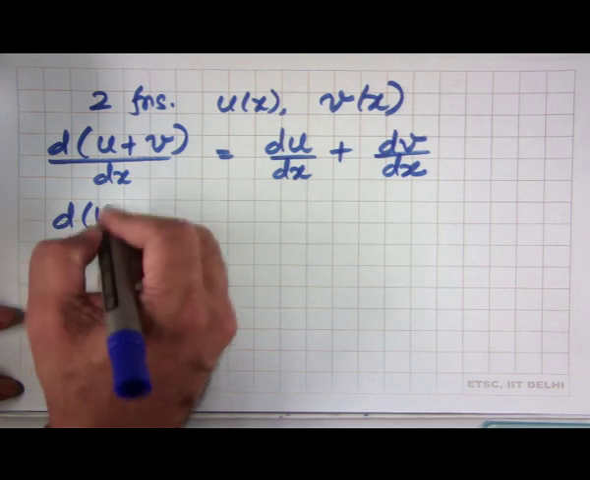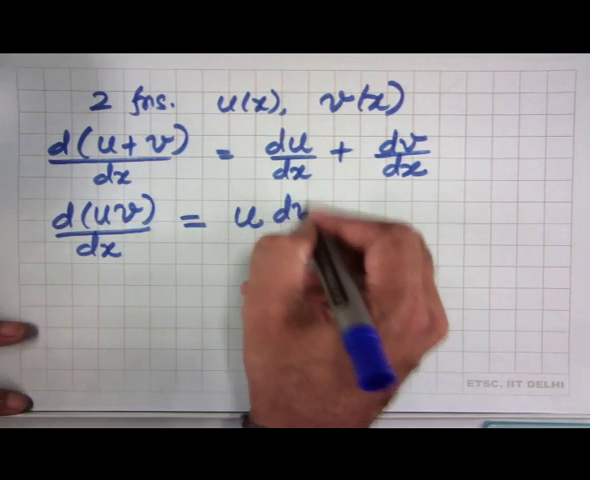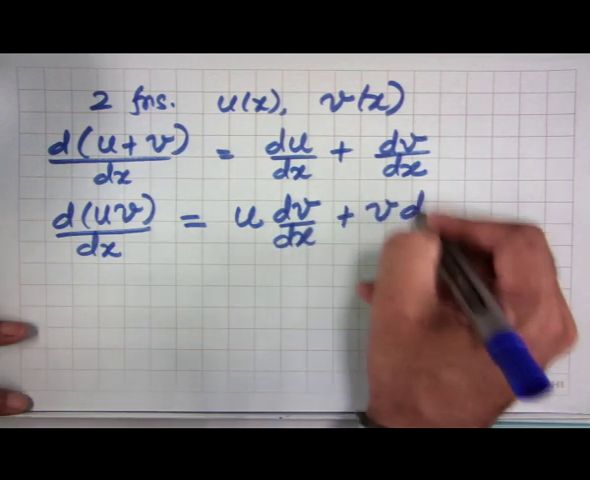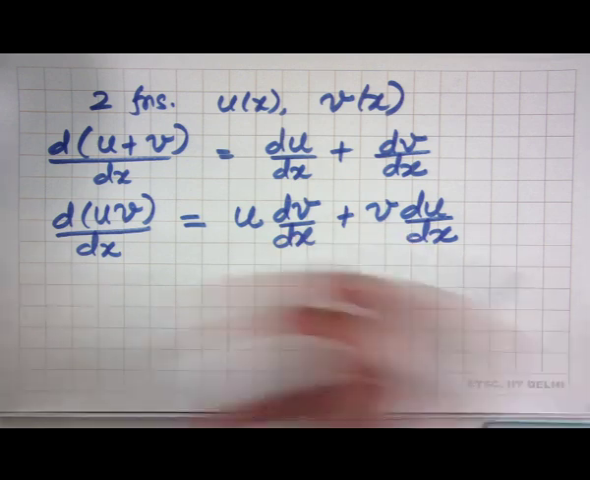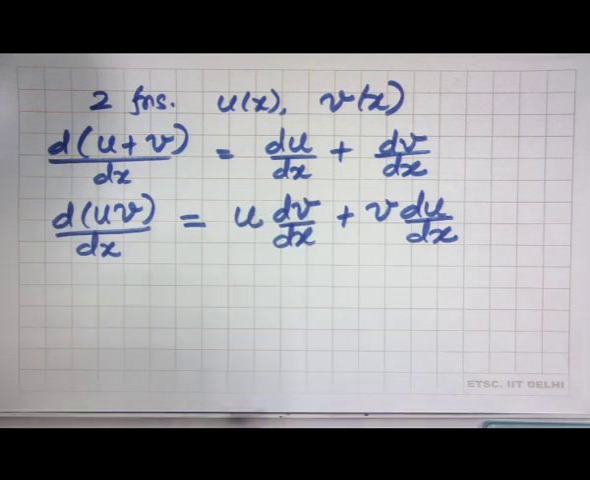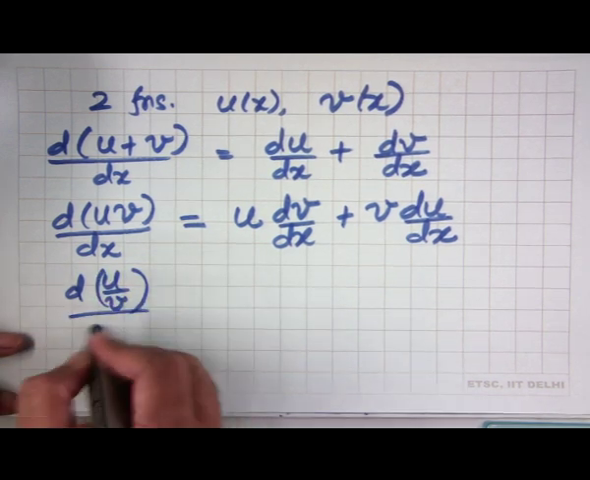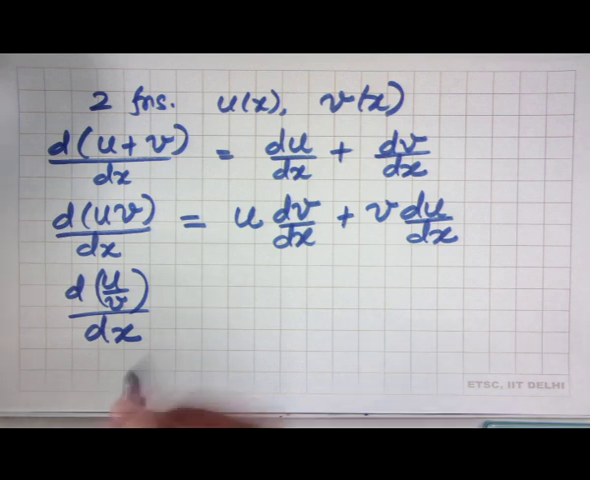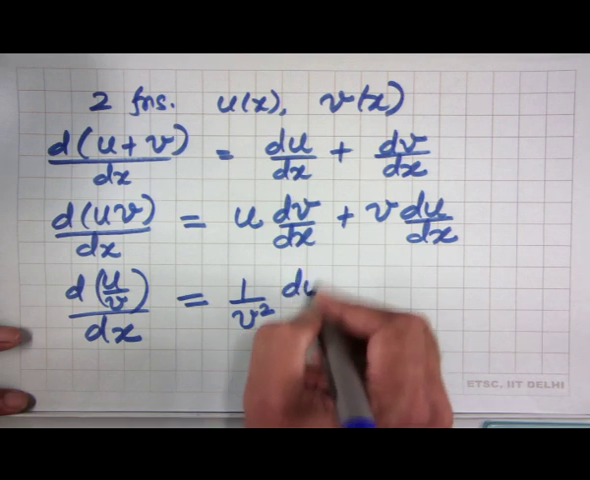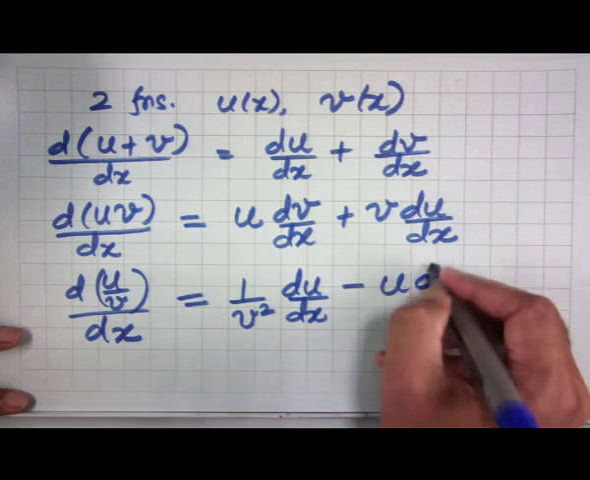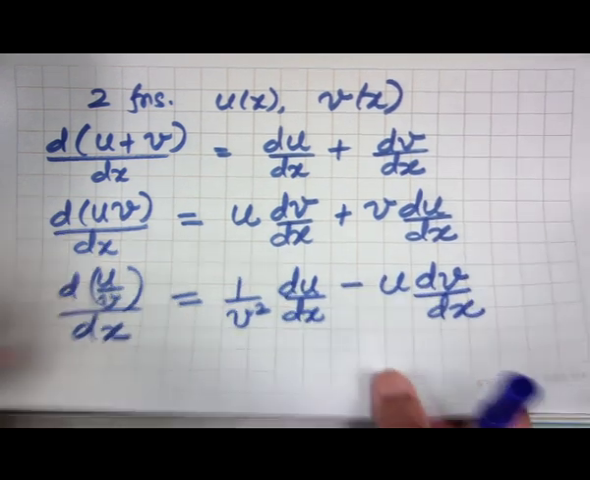For product, we have a different rule. If we have the product of u and v, then the derivative of this is given as u times dv by dx plus v times du by dx. So, this does not follow the same rule as we had for addition. And then we have a derivative rule for quotients: the derivative of u by v is equal to 1 over v square times v du by dx minus u times dv by dx. And once again, these derivations you will do in detail in your maths course.